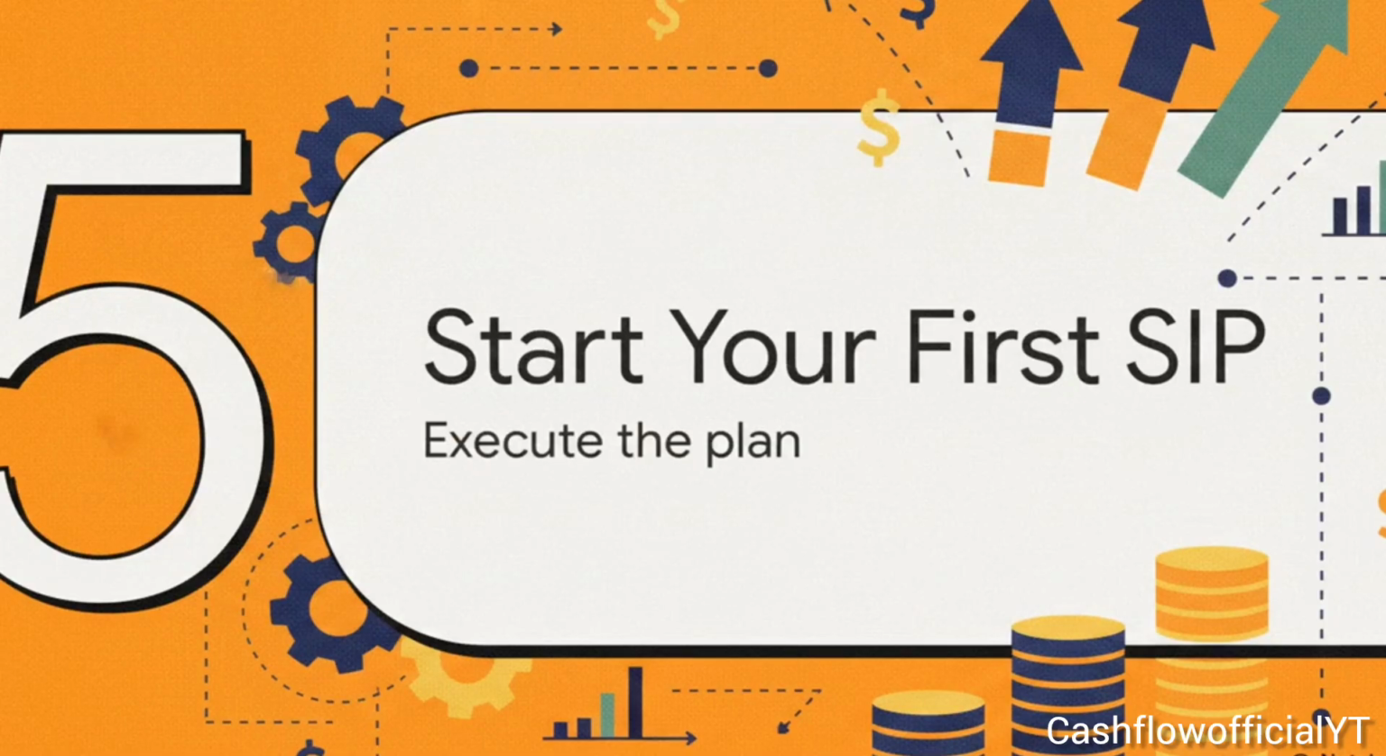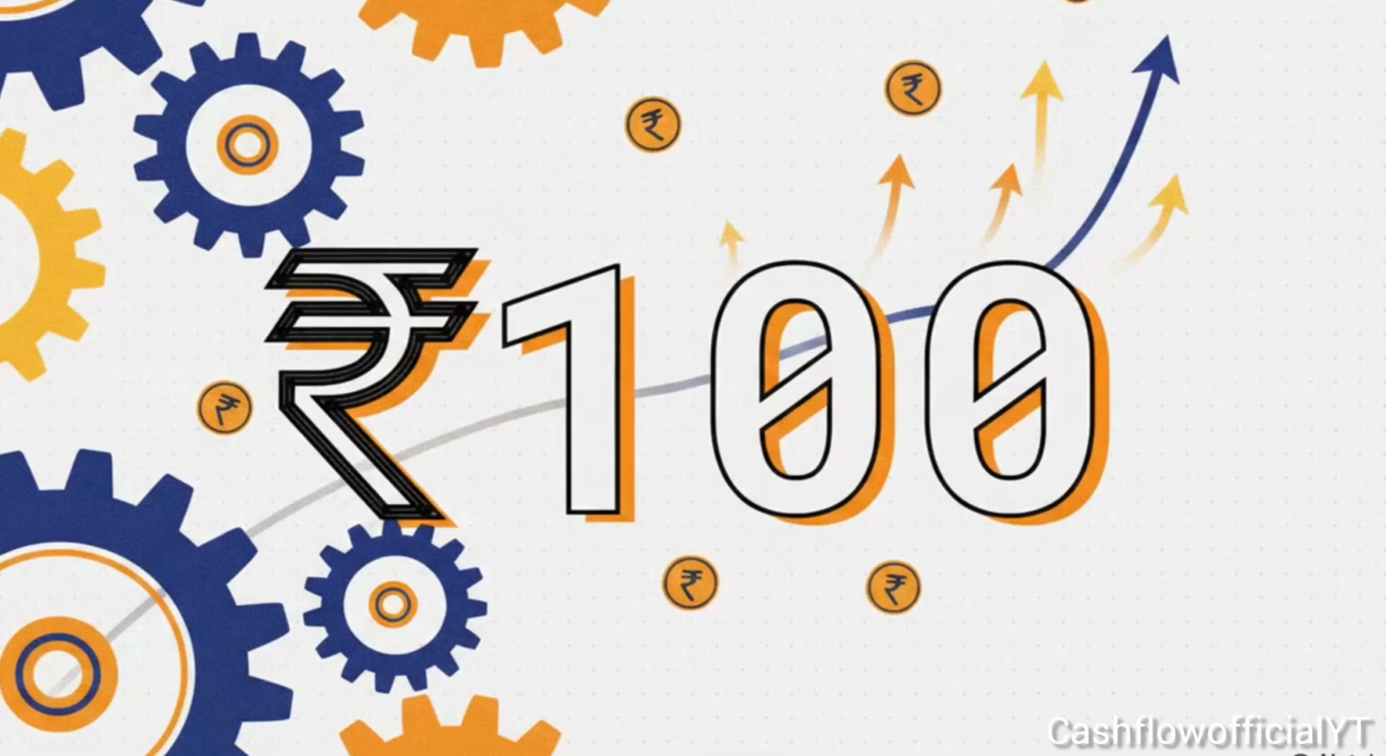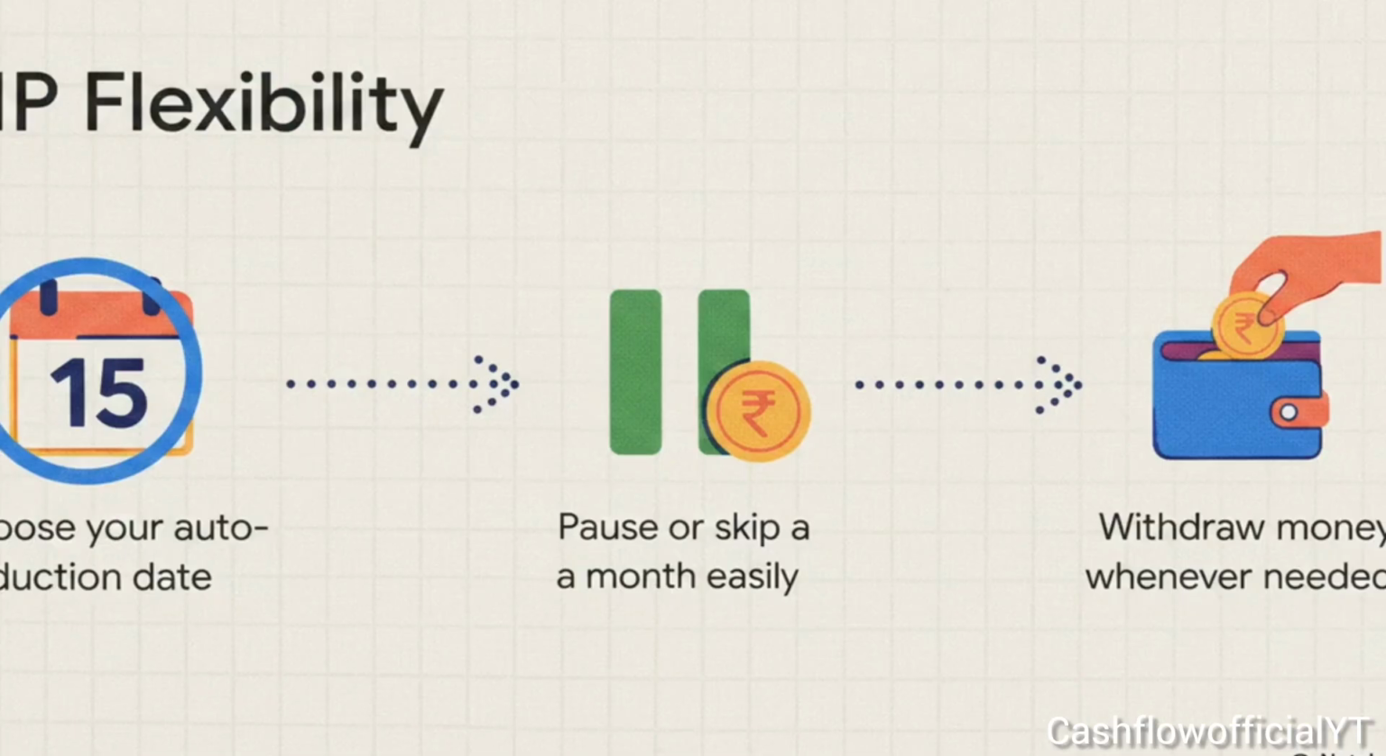Section 5. Starting your first SIP. There is a massive misconception out there that you need serious capital to start investing. You really don't. A lot of top-performing mutual funds actually allow you to start an SIP with as little as 100 rupees a month. Seriously, just 100 rupees. The main goal is simply to get into the market so time and compounding interest can start doing all the heavy lifting for you.